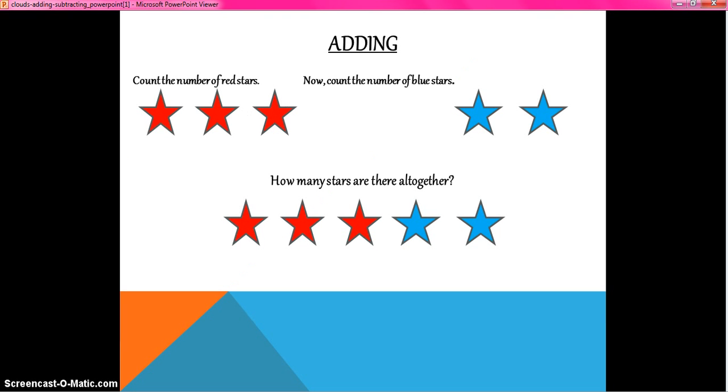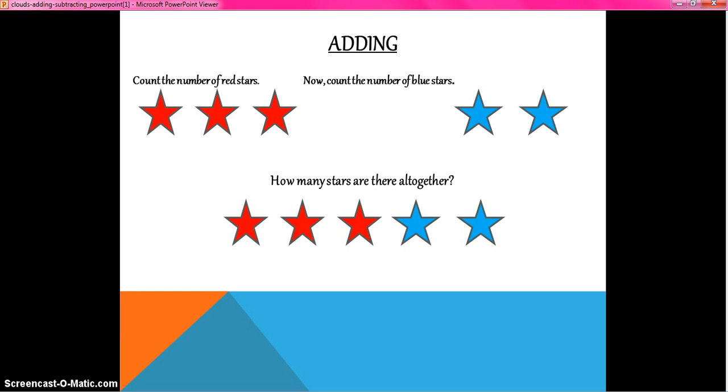Okay, first thing I want everyone to do is count the number of red stars on the screen. How many red stars do you see? Right, 3. Now make sure to remember that number. The next thing I want you to do is count the number of blue stars. There are 2 blue stars.